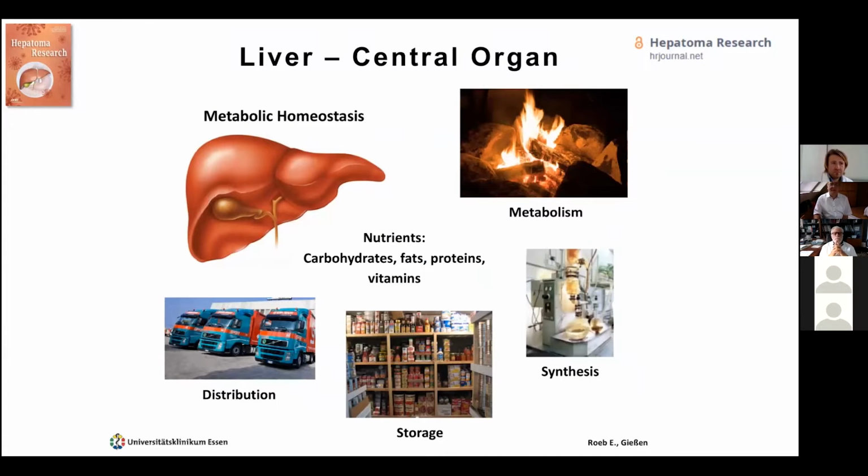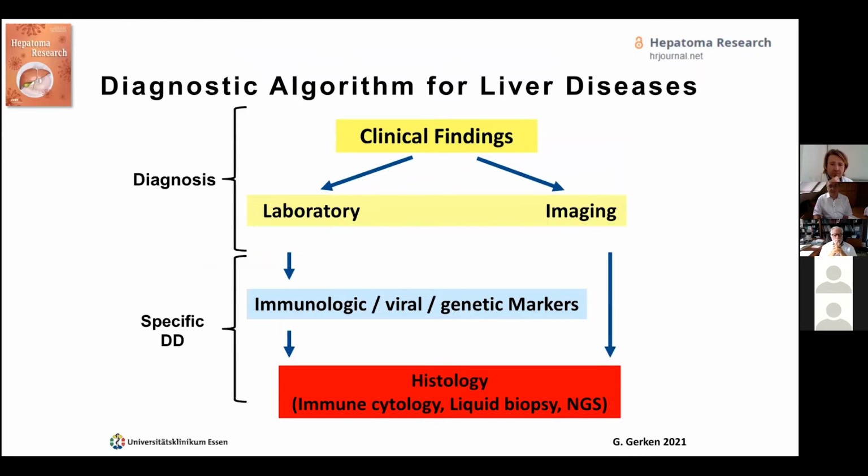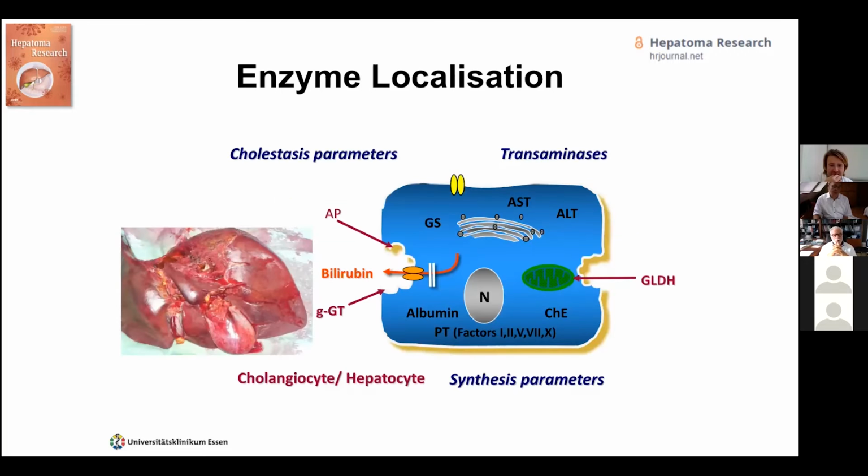And why is the liver so important? The liver is so important because it's a central organ, and it covers not only metabolic homeostasis, but also metabolism, distribution, storage, and synthesis. And the diagnostic algorithm to test liver diseases is as follows. We go stepwise. First and most important are the clinical findings. And the second is then laboratory analysis and imaging. And then the other steps follow, like immunological, virological, genetic markers, and last but not least, if we have no answer to the diagnosis, we go into histology with all the different approaches which are possible.